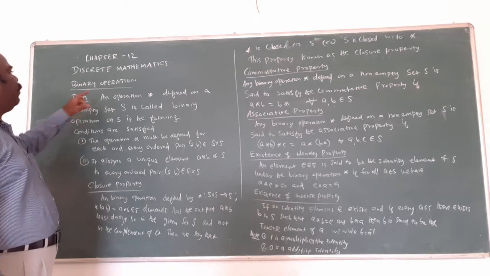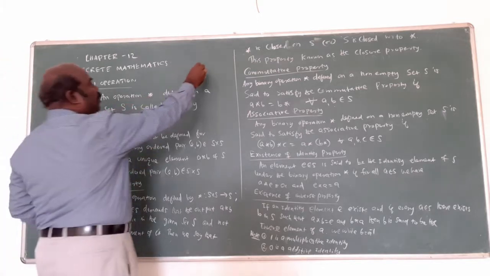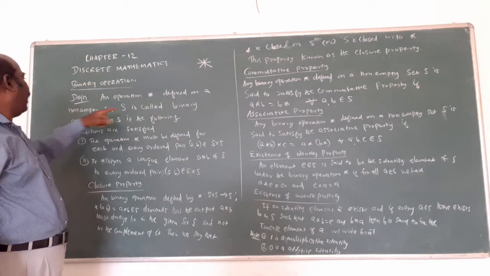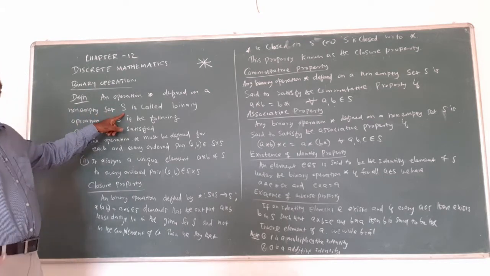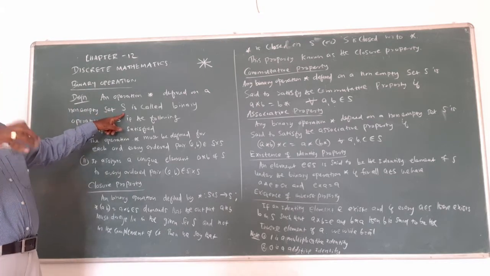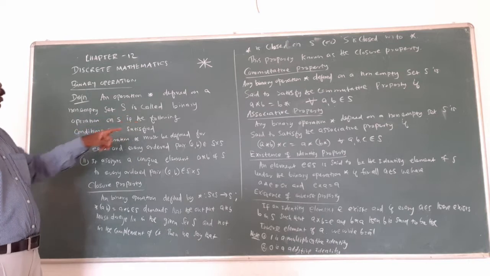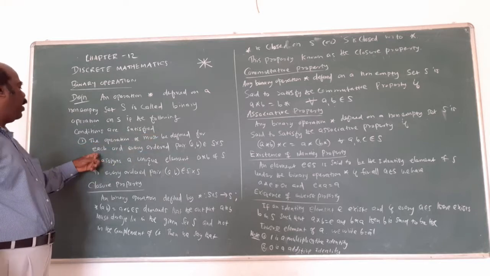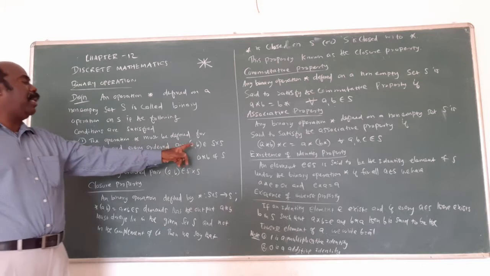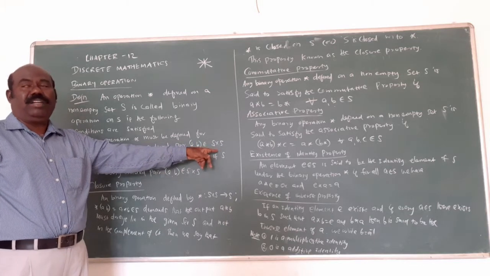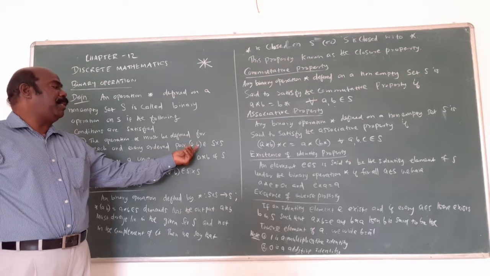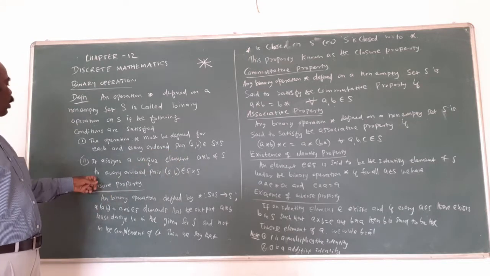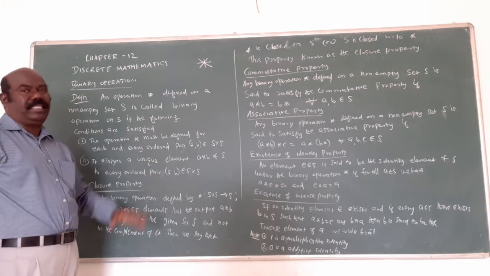Listen here. Definition: an operation star defined on a non-empty set S, that is, not an empty set, where the set has some elements, is called a binary operation on S if the following conditions are satisfied. The first one is the operator star must be defined for each and every ordered pair (a, b) belonging to S cross S. You will find the cross product, and the ordered pair belongs to S cross S. It assigns a unique element a star b to every ordered pair (a, b) belonging to S cross S.